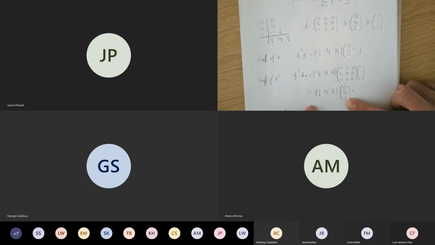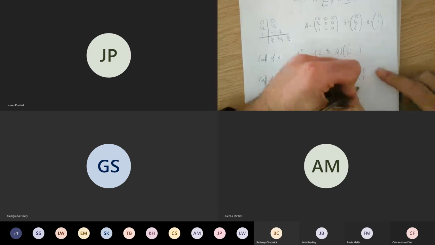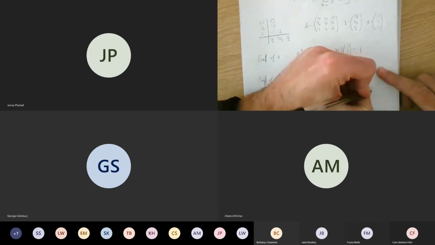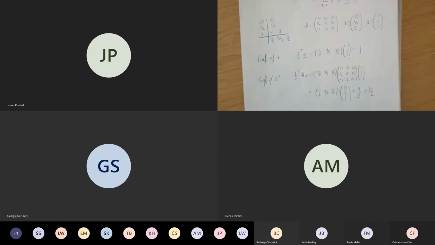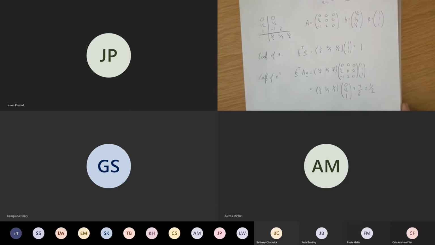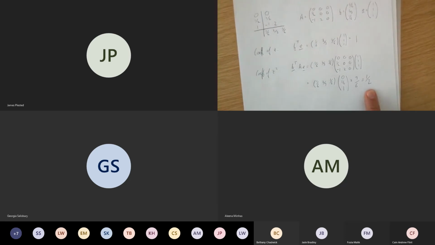Is that correct? Have I made an error here? Should be a 1/2. 0 plus 1/3, so that's 2/6, that's 1/3, plus a 1/6, which is, oh yeah, 3/6, so 1/2. Sorry, I can't do fractions. Sorry about that. So the coefficient of Z squared is 1/2.